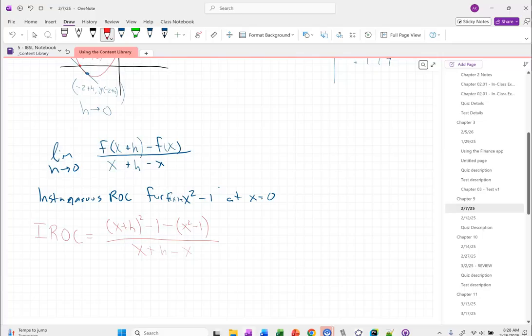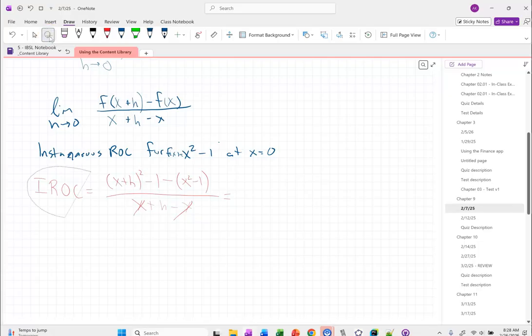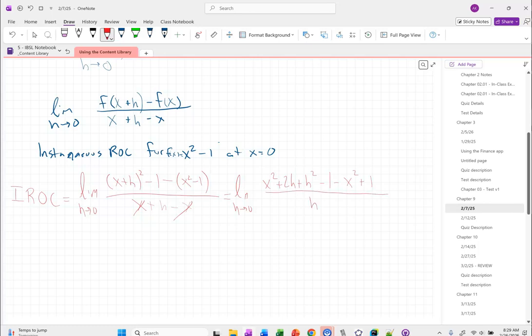So far, so good. Those guys cancel out, right? And I'm going to FOIL out. Oops. I did a bad thing here, guys. What did I forget? Got my limit. Okay. FOIL that out. I get x squared plus 2h plus h squared minus 1 minus x squared plus 1 all over h.